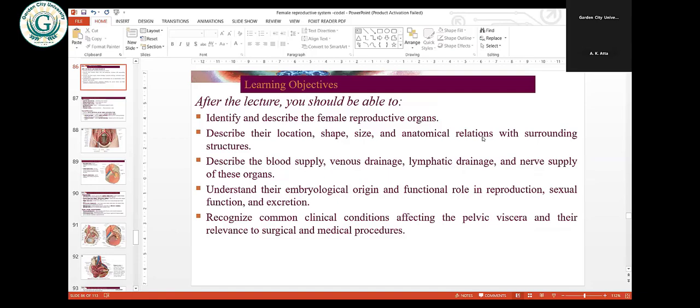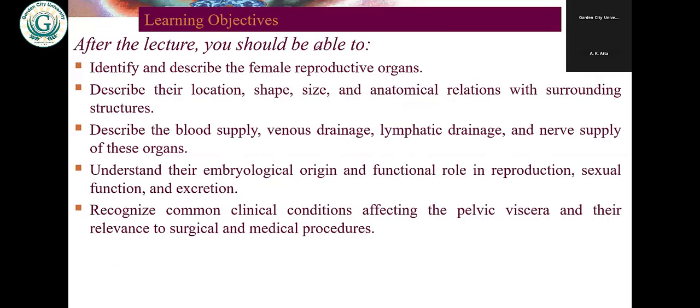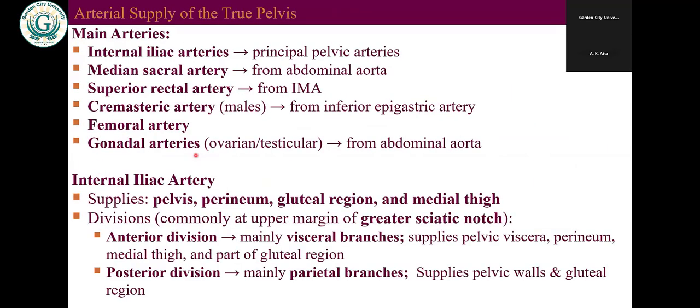Now I'm just going to do a short overview, so please forget about the details, of the pelvic region. So we are looking at the main blood supply to the pelvis.